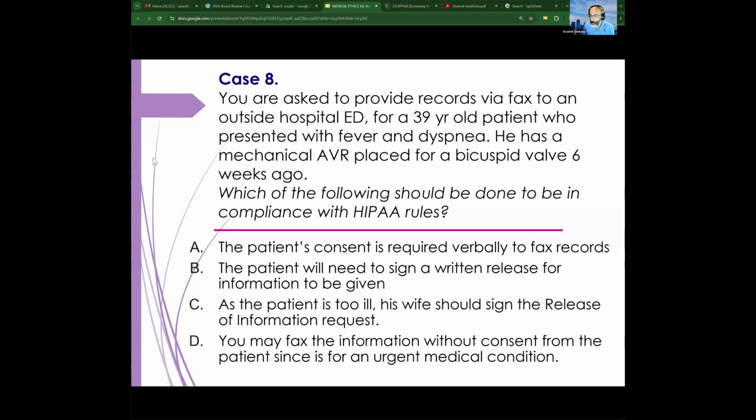And I will say, when I worked in the hospital, this was one of my biggest pet peeves. Wonderful. So we are between the patient will need to give a written release, or we may give the information regardless of that.